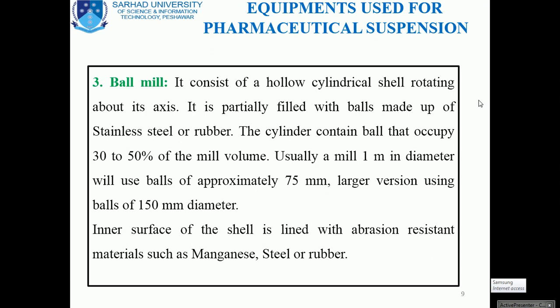If abrasion occurs, then the abraded material also becomes part of the formulation, and the formulation will be contaminated. Hence it is recommended that the inner surface of the cylindrical shell should be lined with abrasion resistant material, and examples of abrasion resistant materials are manganese steel or rubber.